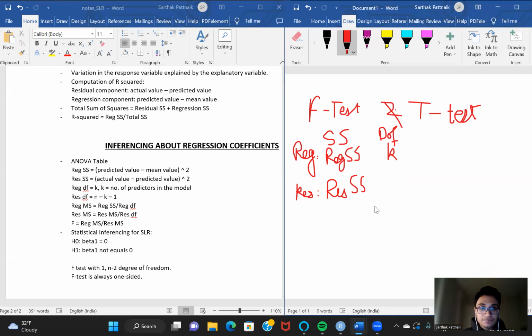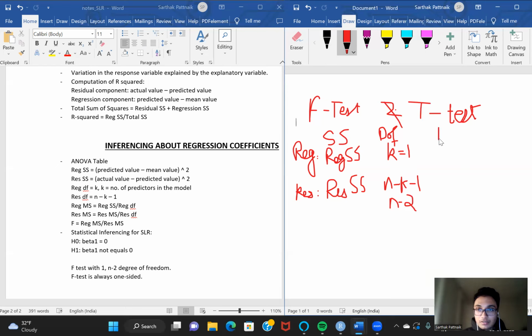And the residual degree of freedom is going to be N minus K minus 1. N is the number of observations in the sample. K is the number of predictors. And so you do N minus K minus 1 to get the value. So for simple linear regression, this is nothing but 1 and N minus 2, only for simple linear regression.